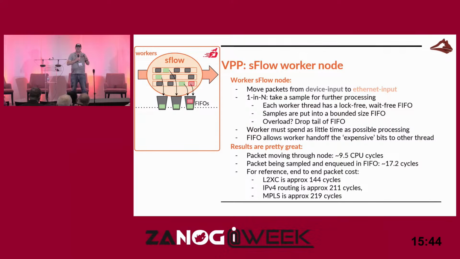If we do end up taking a sample, well, we have to copy it and put it in the FIFO, so it costs a little bit more CPU, and we clocked it at roughly 17 cycles for those packets that did get sampled.